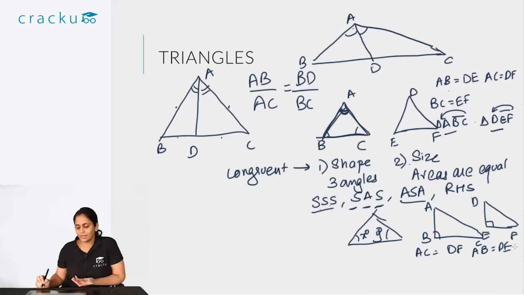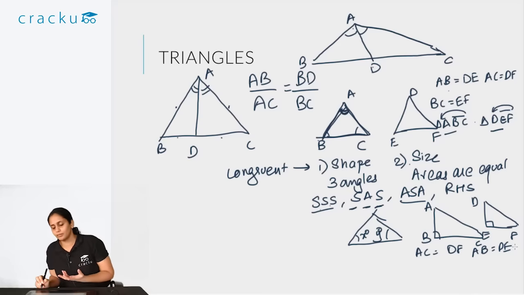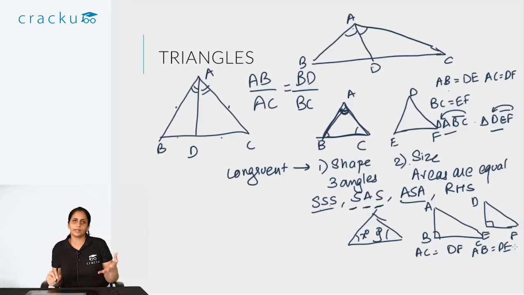Now, this is essentially an extension of the SSS property, because by Pythagoras theorem, if you have one side and the hypotenuse, then the third side will also be determinable by the Pythagoras theorem. So the third side will also be equal in both the triangles. So essentially it will be a form of the SSS property of congruency. So these are the four checks for congruency of triangles.